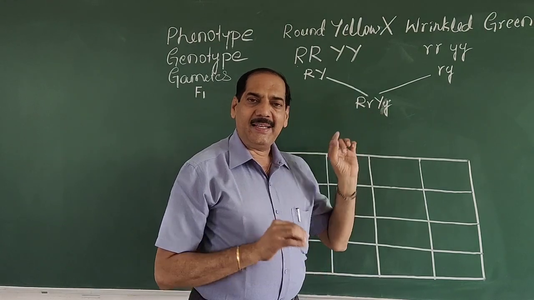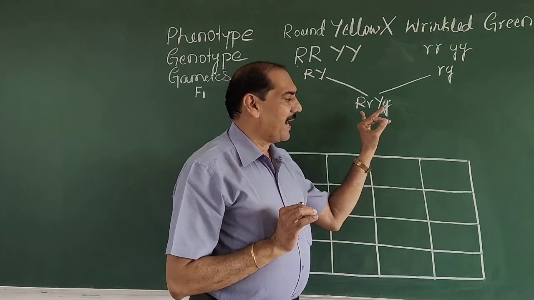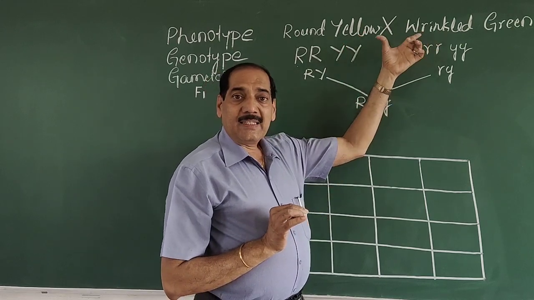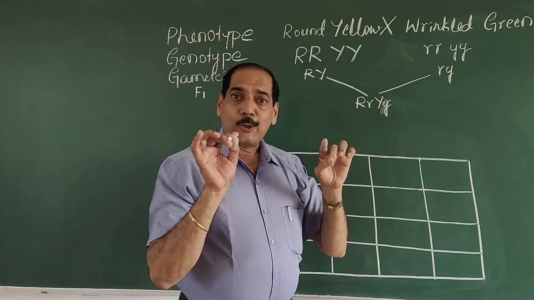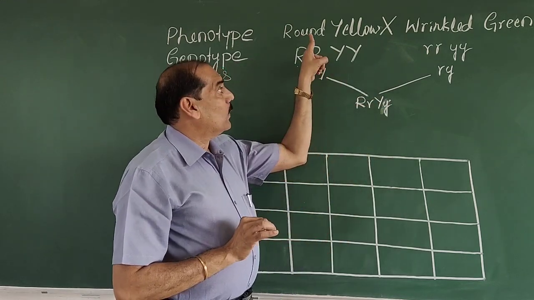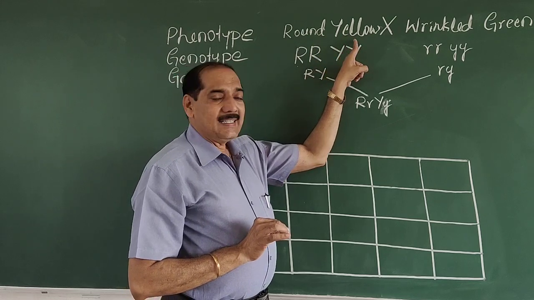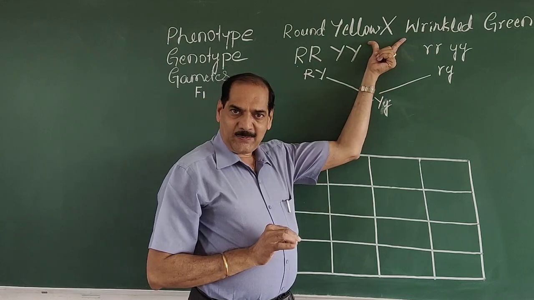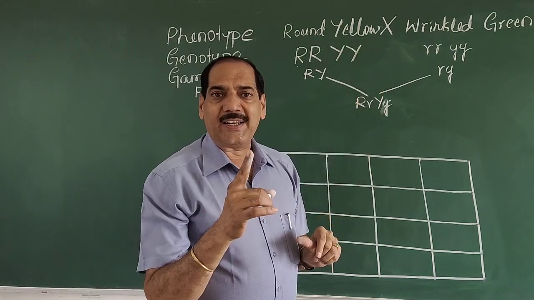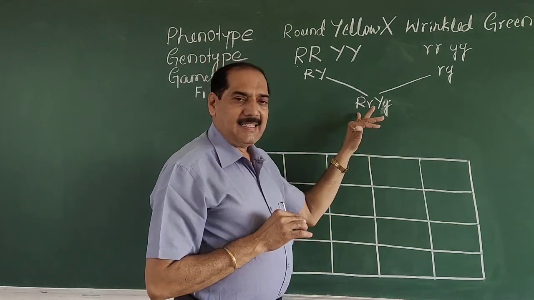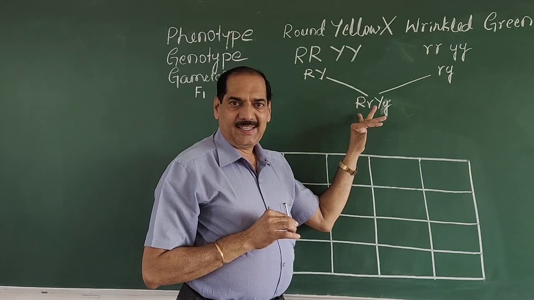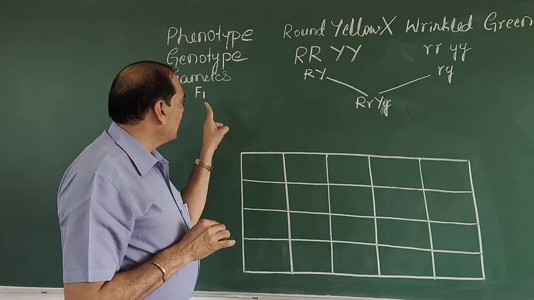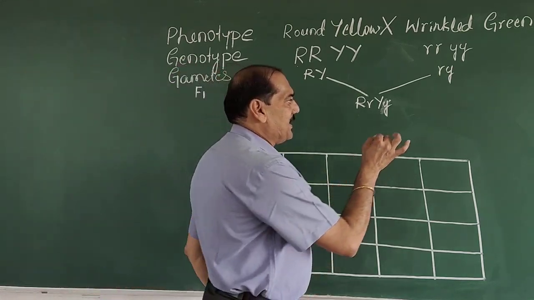Why is it a dihybrid? Because this hybrid is produced by the crossing of two plants. These two plants differ in two alternate characters. One is the shape of the seed, another is the color of the seed. So these parent plants differ in two alternate characters. We call it a dihybrid plant. Dihybrid.